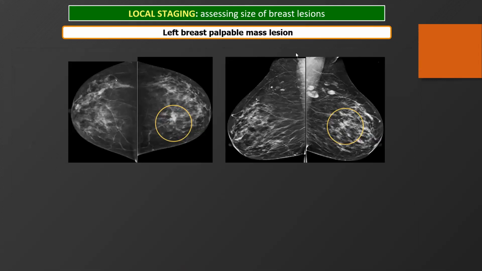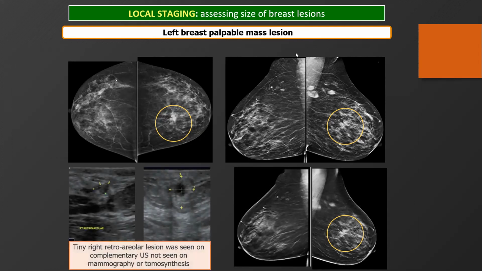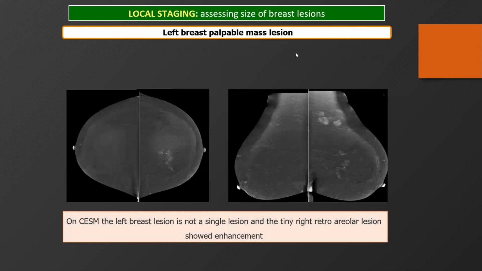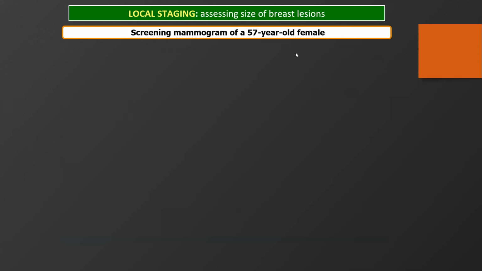Left breast palpable mass lesion, and the tomosynthesis confirmed the presence of this mass. But the ultrasound revealed a tiny right retroareolar lesion, which was not seen on the mammogram or on the tomosynthesis. With the contrast mammography, the left breast lesion is not a single lesion. There were other multiple tiny enhancing lesions seen around it, in addition to the enhancing tiny right retroareolar region, and this was proved to be a bilateral invasive duct carcinoma.